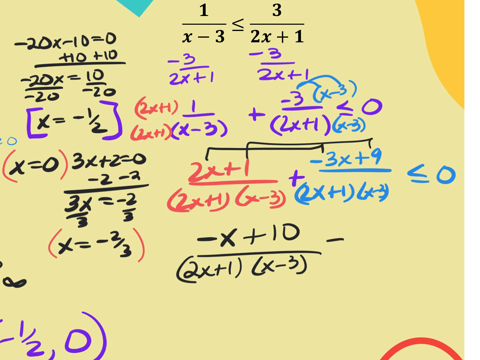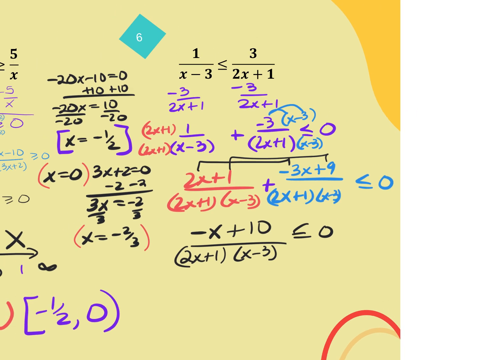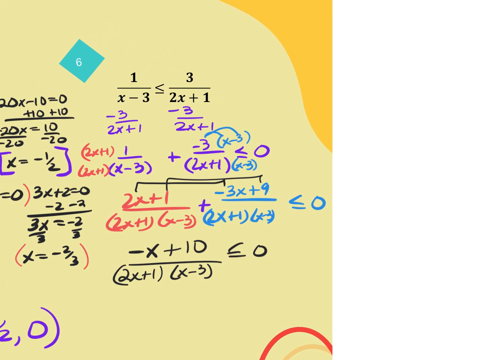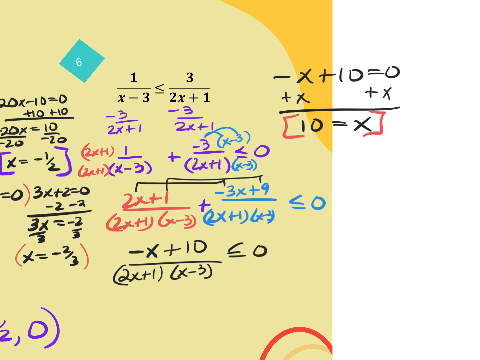Because now what we're going to do is set the numerator equal to 0 and the denominator. So if you FOIL it, you just got to factor it back. So do not FOIL the denominator. Okay, so now I set the numerator, -x plus 10. And again, remember, only the numerator answer is going to get a bracket. So -x plus 10, I'm just going to add the x, and 10 equals x. This is only going to be the answer that gets the bracket.